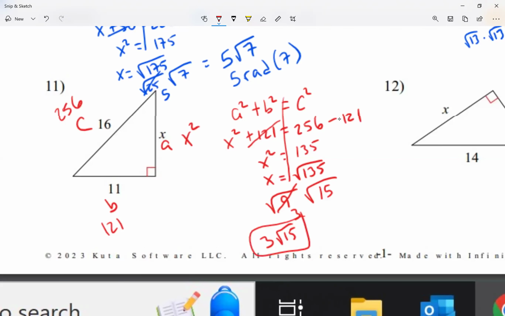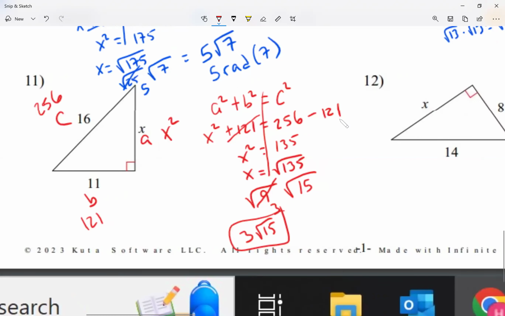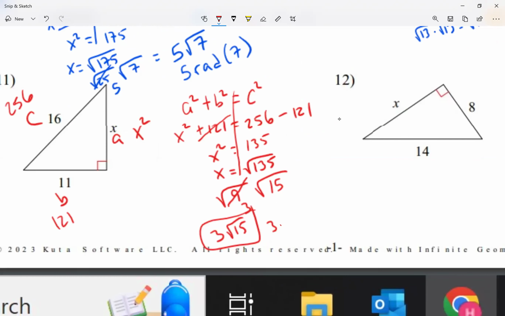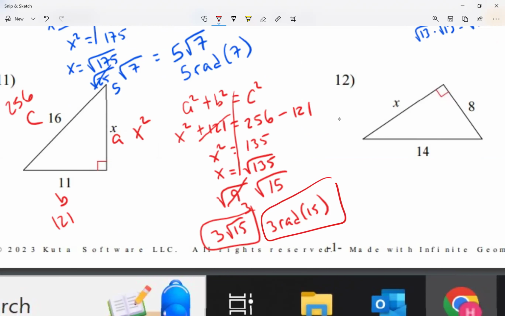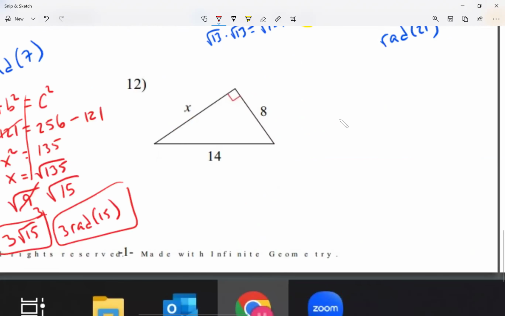Let me box that. If I had this on a piece of paper, easy to write. Now, how am I going to type this? 3 rad 15, 3 radical 15. Not bad, Mr. Leonzo. How about number 12?